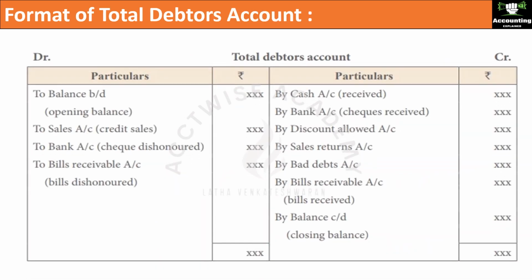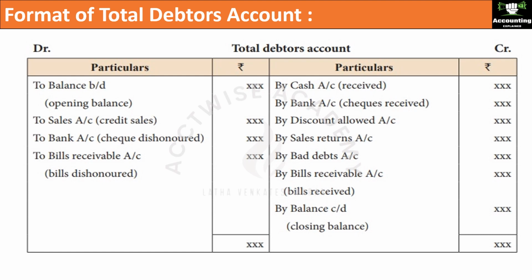Format of total debtors account. Okay. So this is the format of total debtors account. Total debtors account will have a debit balance. So opening balance will come on the debit side, to balance brought down. Next, if you have received cash from the debtors, then that will come on the credit side, cash receipt.